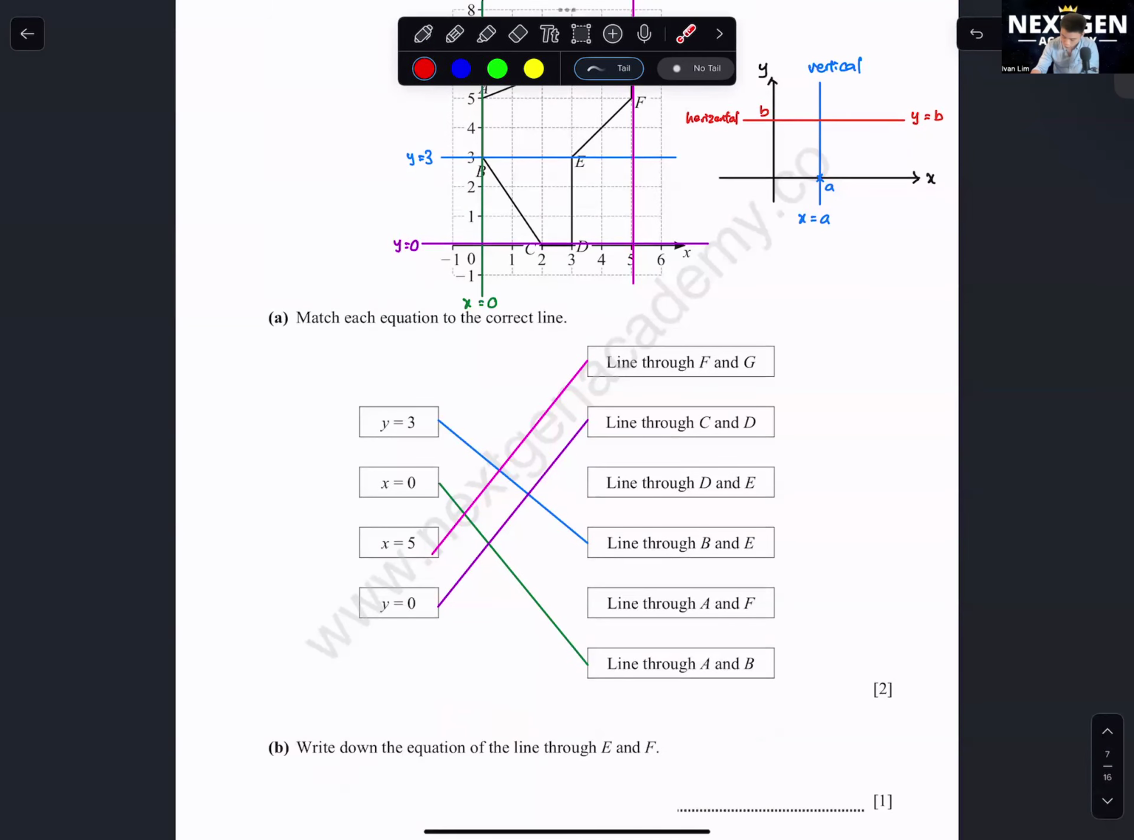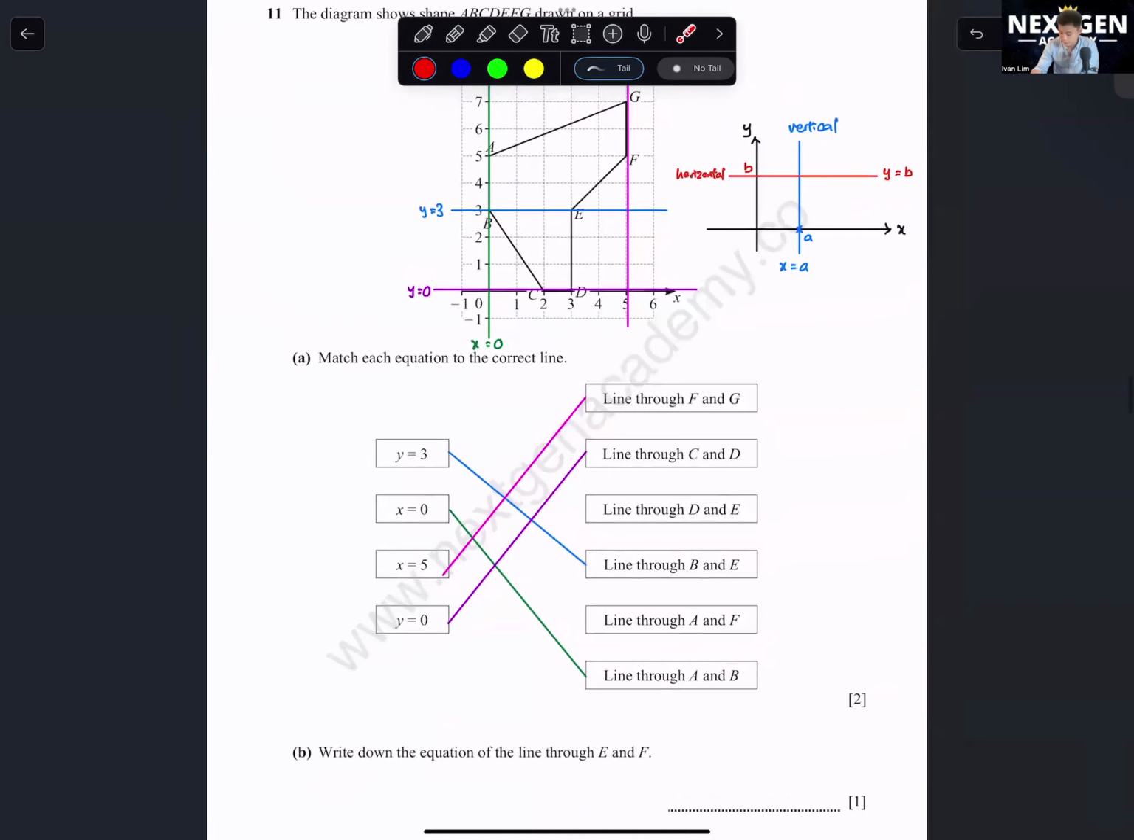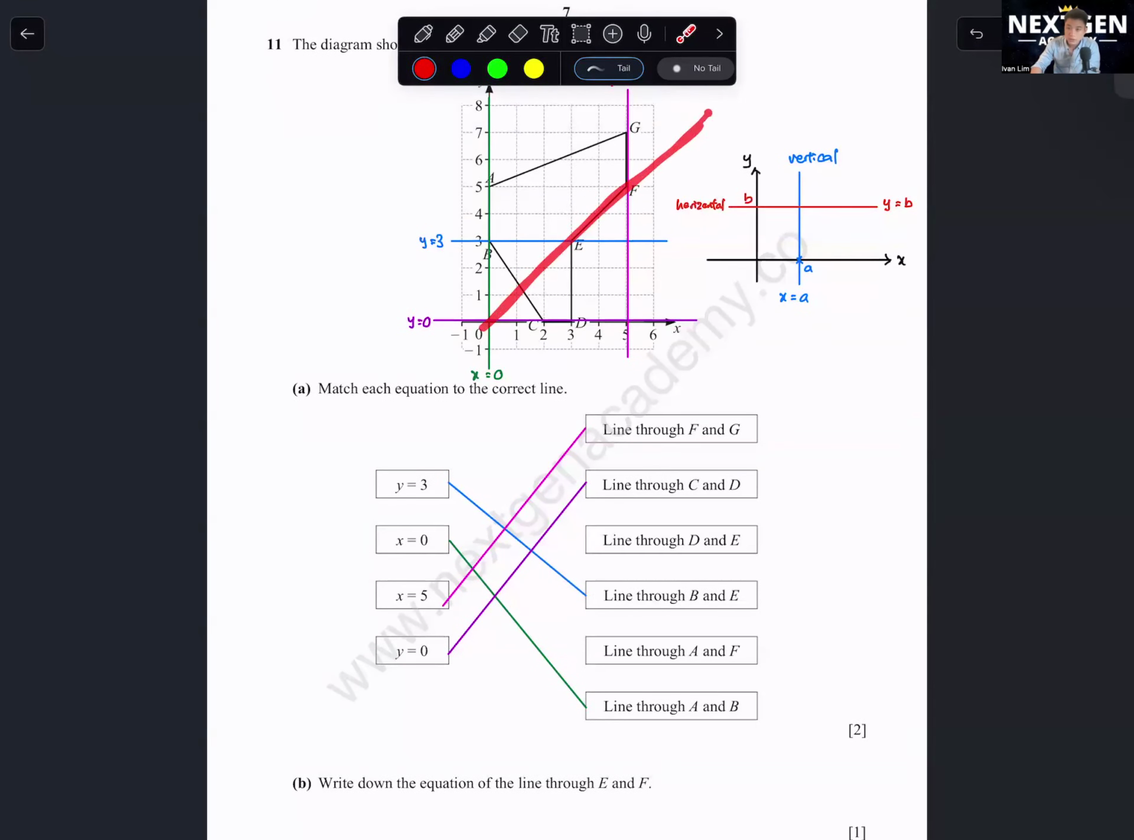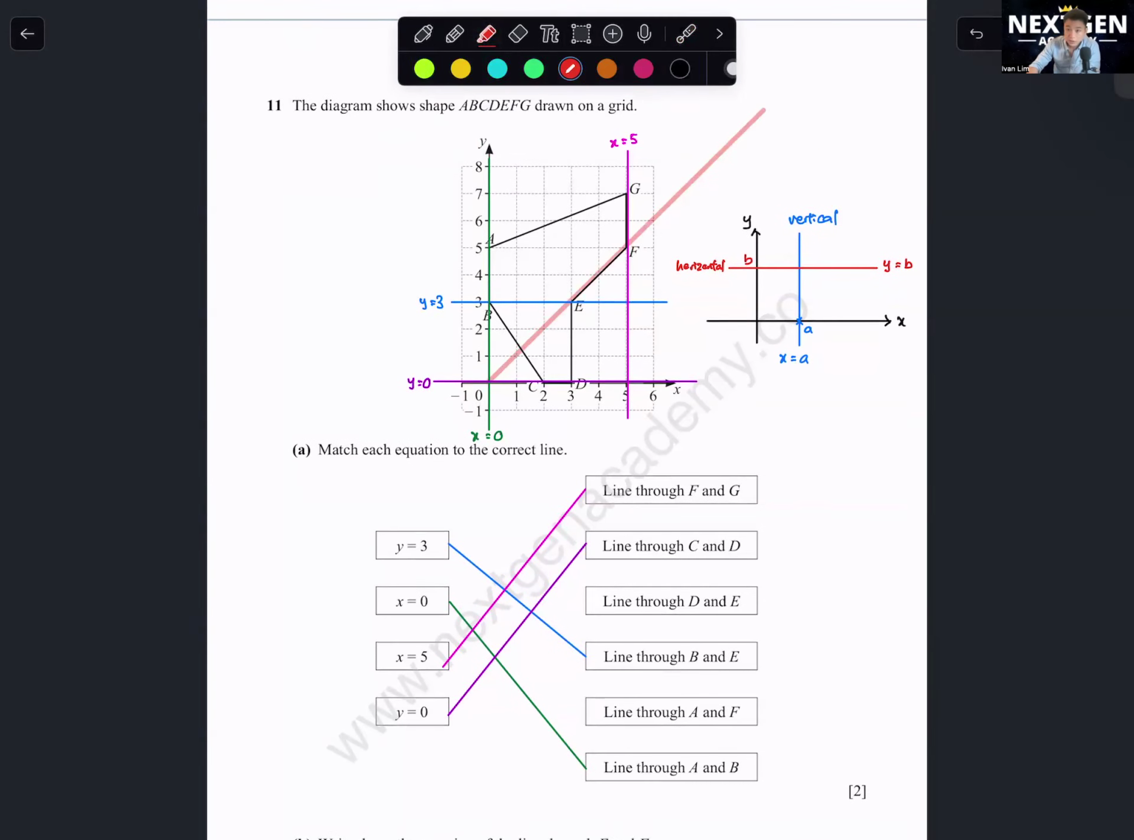Okay, let's see question B. Write down the equation of the line E that goes through E and F. What if you have a line going through E and F here? Like this. What do you think is this line? Anyone knows? Clue is a line that goes through right in the middle of the X and Y axis. What's this line?